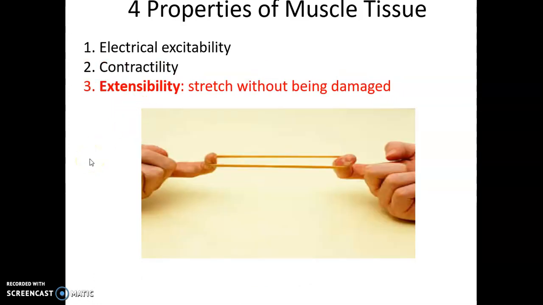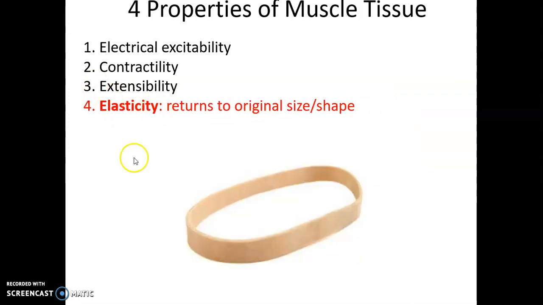Extensibility. Muscles can stretch to a point without being damaged. So muscles do have some stretching ability. And elasticity. Muscles are able to return to their original shape and size. So they can both stretch, can get longer, contract, get shorter, and in both cases, be elastic by returning to their original size and shape.